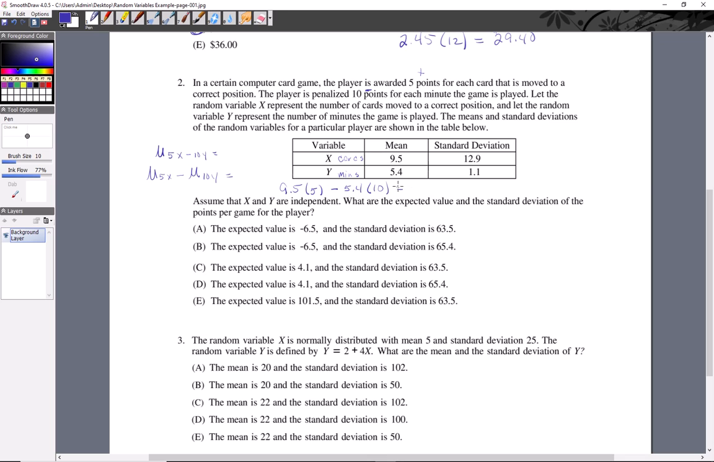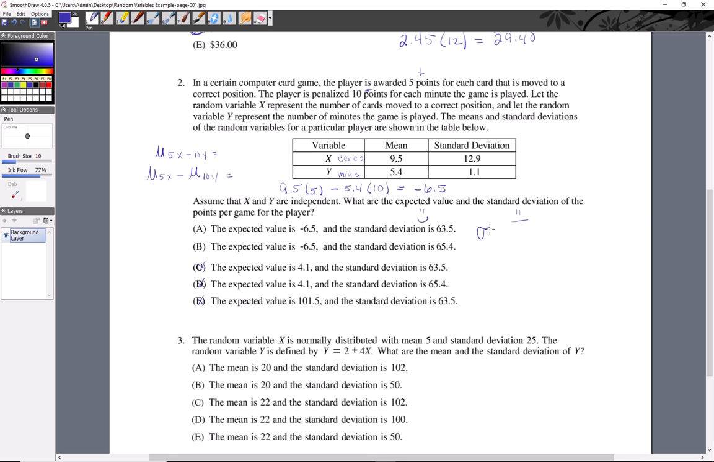And when you get that done, this will give you negative 6.5, which means the game really isn't in this player's favor. So it could be A or B, so C, D, and E will be out. And getting the expected value or the mean is usually pretty easy. It's the standard deviation that may not be quite so easy, all right?